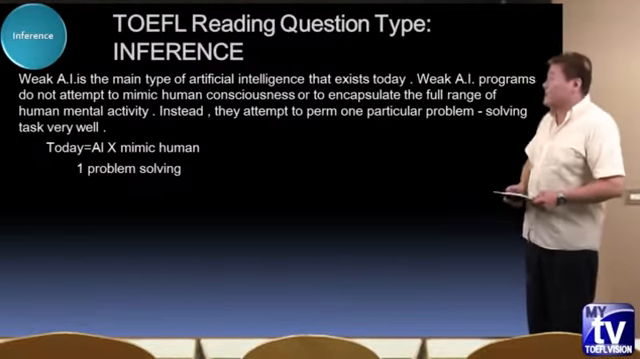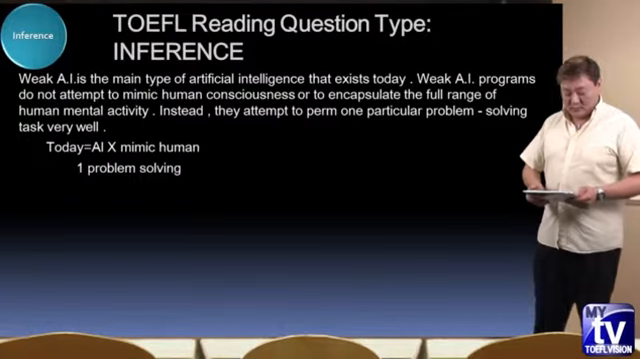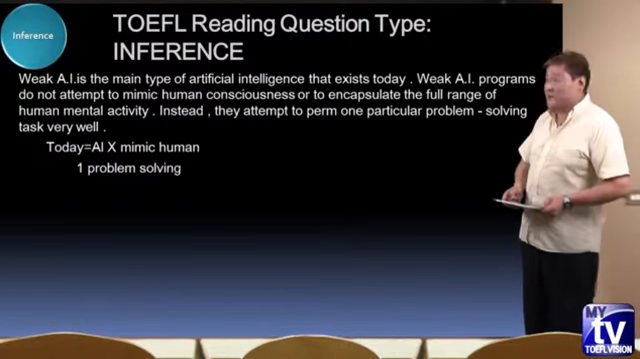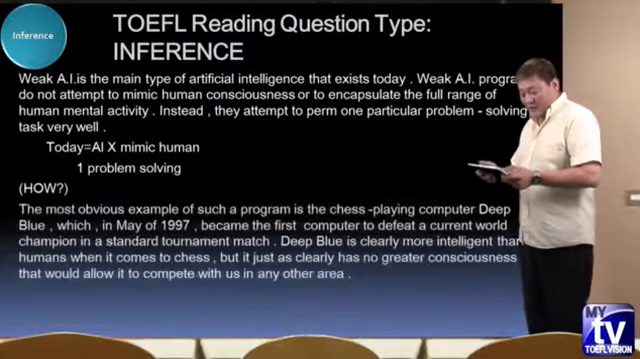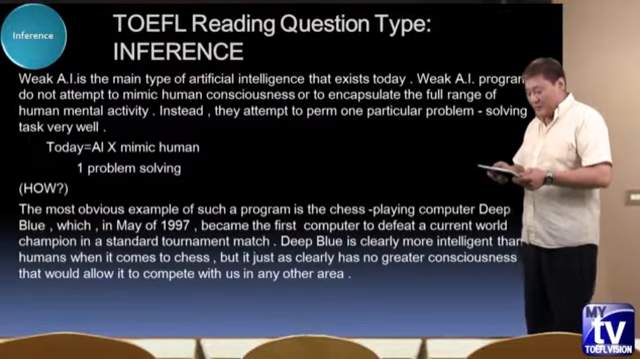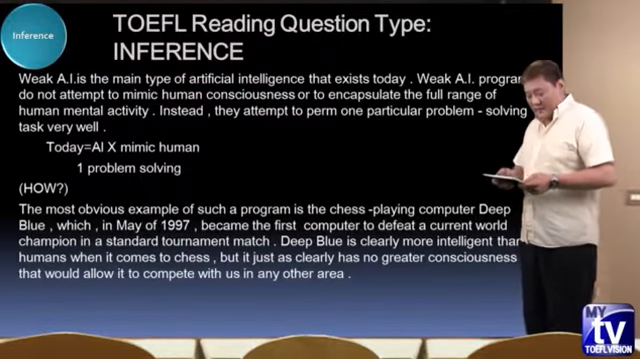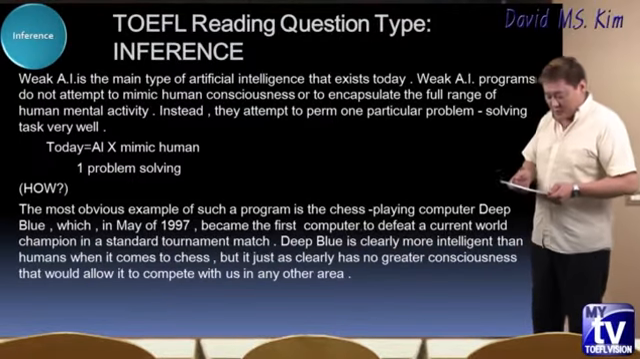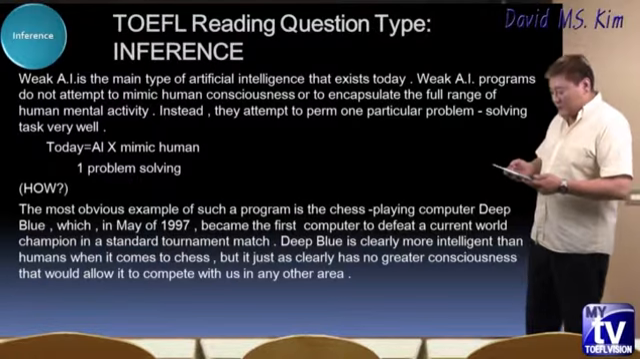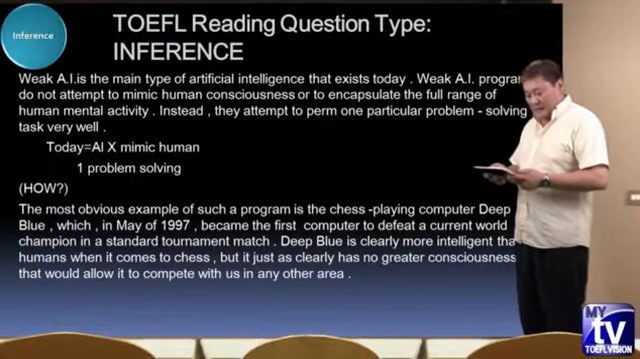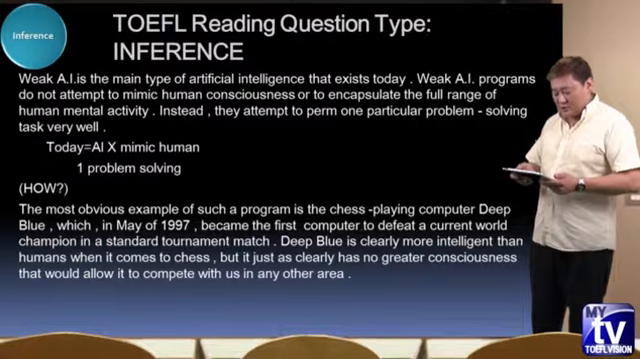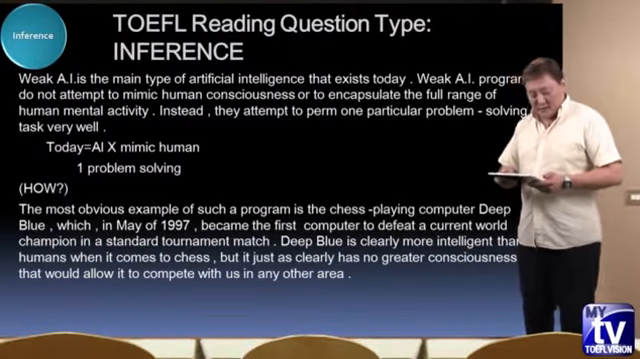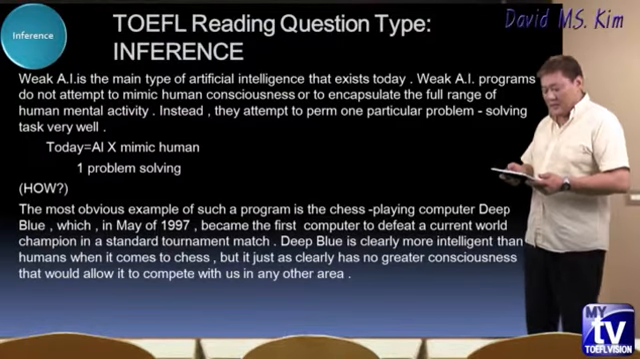Now you're going to ask yourself how. If you ask yourself how, let's look at the next sentence. The most obvious example of such a program is the chess-playing computer Deep Blue, which in May of 1997 became the first computer to defeat the current world champion in a standard tournament match. Deep Blue is clearly more intelligent than humans when it comes to chess, but it has no greater consciousness that would allow it to compete with us in other areas.